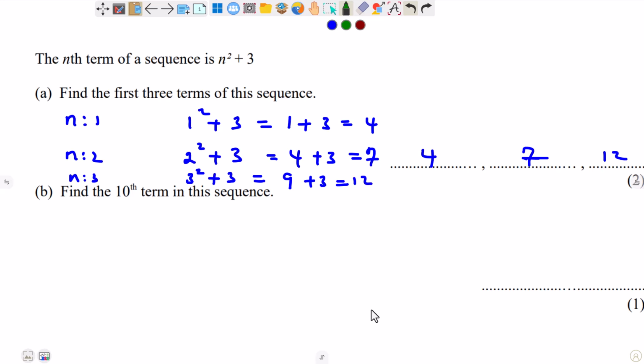And then, of course, you come to question B, where you have to find the 10th term of the sequence. Again, to find the 10th term, you will have to replace n by 10. So that would be 10 squared, add this 3. And of course, if you do 10 squared, it gives you 100, and add 3 to it. And the answer is going to be 103.